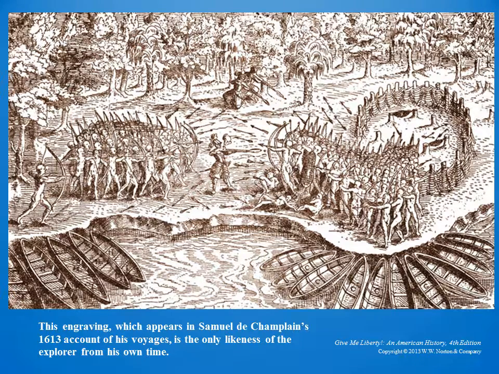This engraving, which was in Samuel de Champlain's 1613 account of his voyages, is really the only likeness of the explorer of his time. We see Champlain wearing European armor and brandishing an advanced weapon, standing at the center of this battle between his Indian allies and the hostile Iroquois.